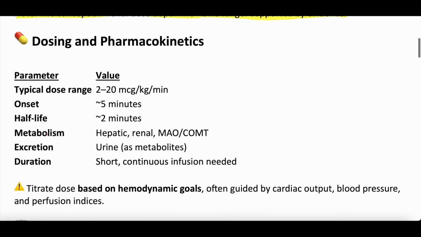So, dosing and pharmacokinetics. A typical dosing range, although this is more theoretical, since people use all sorts of different doses, is 2 to 20 micrograms per kilogram per minute. We talked about how that 0.5 to 2 was the old school kind of renal dosing that works on dopamine receptors in the kidneys. That is no longer a thing.